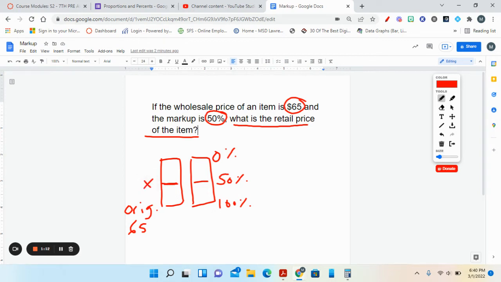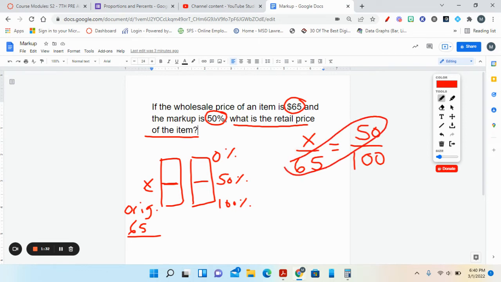And then I want to see how much more I'm going to tack on top to get the customer to pay for it. So we transfer this to our percent proportion. We have X on top on the left, 65 underneath it. On our rectangles to the right, we've got 100 on the bottom and 50 on top. Then we will do our cross multiplication.